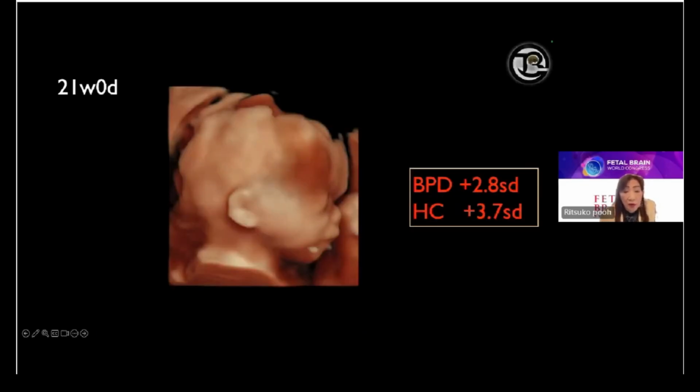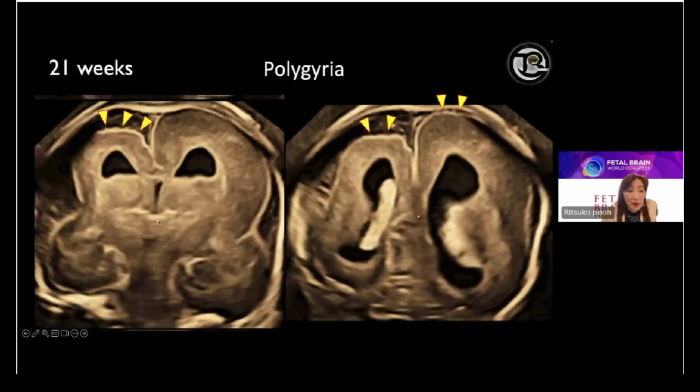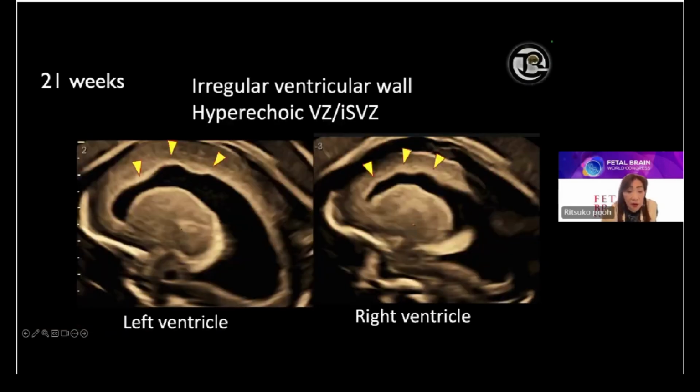So now this is a case. The BPD was 2.8 standard deviations, HC 3.7. Here you can see, I showed this several times, so some of you already remember this case, the polygyria here and there, and obviously this is a very, very abnormally asymmetrical structure. And moreover, an irregular ventricular wall and a hyperechoic ventricular zone plus inner subventricular zone.